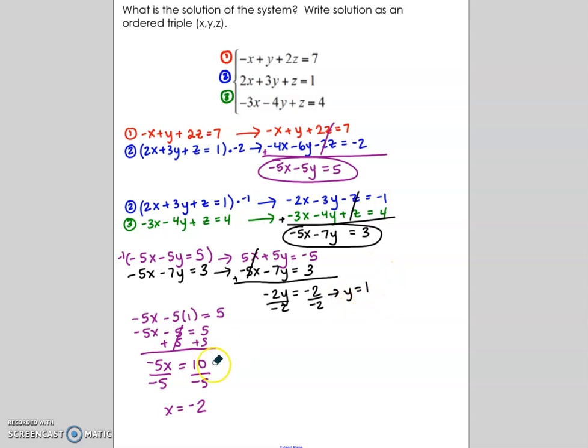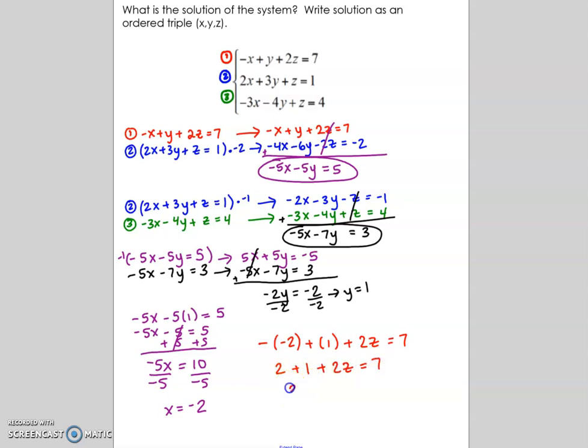So now that we have y and we have x, we're going to go back up the ladder now to one of the original 3 equations. Okay, it does not matter which equation we use. I am going to use the first one. So I have negative x, and x is now negative 2, plus y, which is 1, plus 2z is equal to 7. So a negative negative becomes a positive 2. So we have 2 plus 1 plus 2z equals 7.